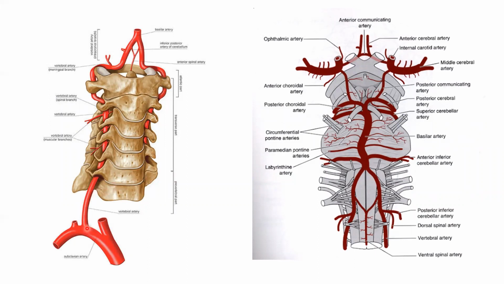Again, from the subclavian, you will see the vertebral artery passing through the foramina of the transverse process, the transverse foramina of the cervical vertebrae. When the two vertebral arteries meet, they form your basilar artery at the pons area.